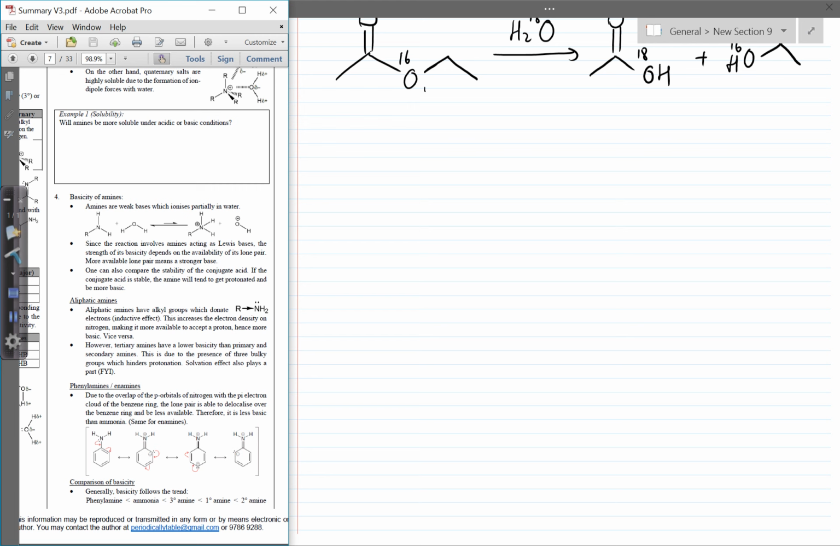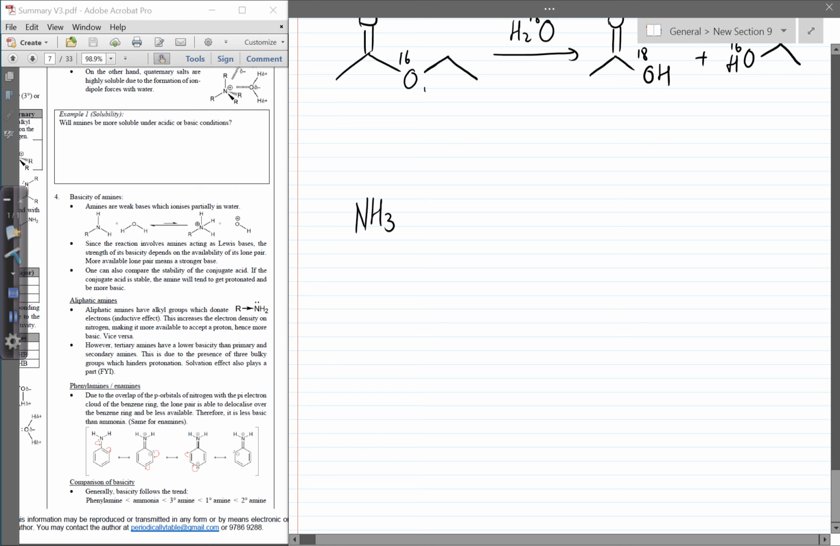But tertiary amines have a lower basicity than primary and secondary amines. This is due to the presence of three bulky groups, which hinders protonation. Solvation effect also plays a part. You have not learned this solvation effect, but it's actually very easy to understand. For example, you have a primary amine, you have ammonia. After you protonate it, you have NH4+. NH4+ can only exist in aqueous solutions. There's no way of forming NH4+ in, let's say, oil, because it's not going to stabilize it. So in water, what is actually stabilizing is water, like what I said, ion-dipole interaction.